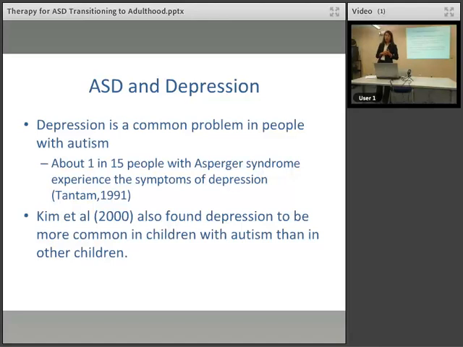Now, depression is another common problem in people with autism. About 1 in 15 children with Asperger's syndrome also experience symptoms of depression. And another study found that depression is more common in children with autism than in children within the general population. So again, it's informative for the purposes of treatment in particular to know whether another condition such as anxiety or depression is also present.